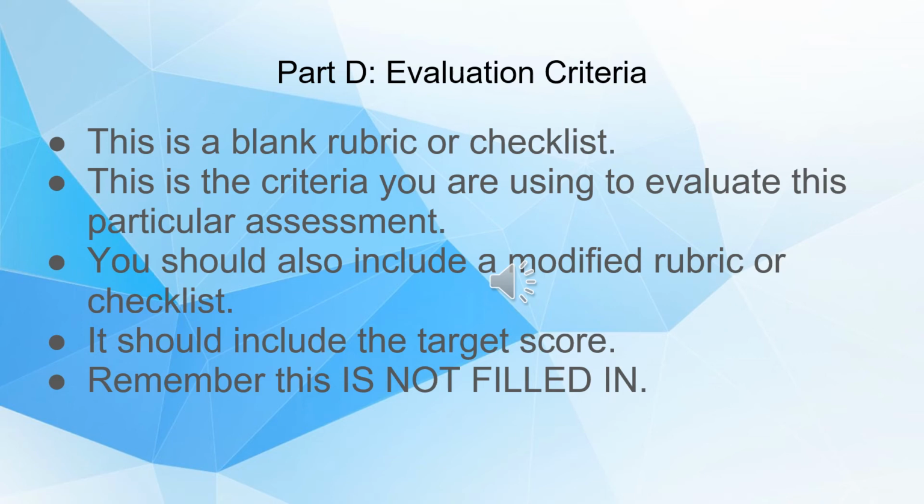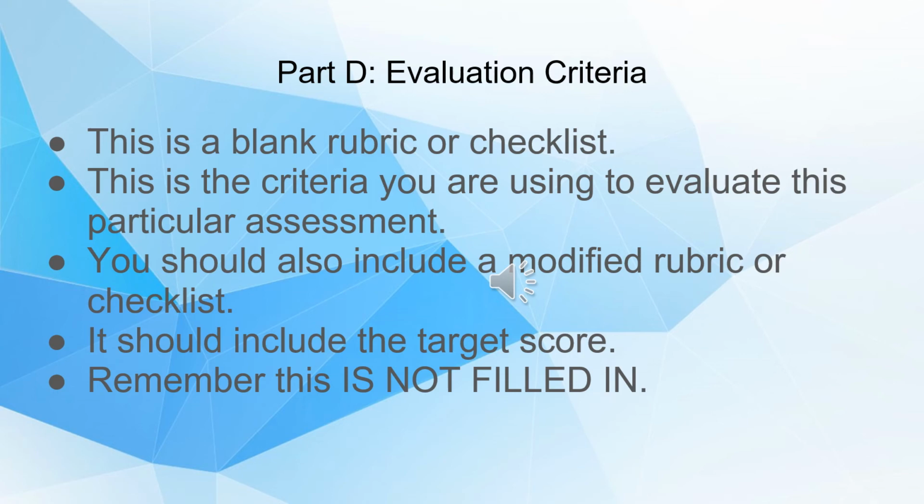And this is the criteria that you're using to evaluate this particular assessment, to evaluate your students. You also need to have a modified rubric or checklist, and this is going to be modified for any students with special learning needs. So if you have any IEP students, they're going to have a different rubric of what they needed for this assignment, what they needed to show you, or maybe if you have ELLs. It's up to you what special learning needs you're using to modify your rubric, but you want to make sure that you have a second rubric that shows how some students had to show you differently what they could know.